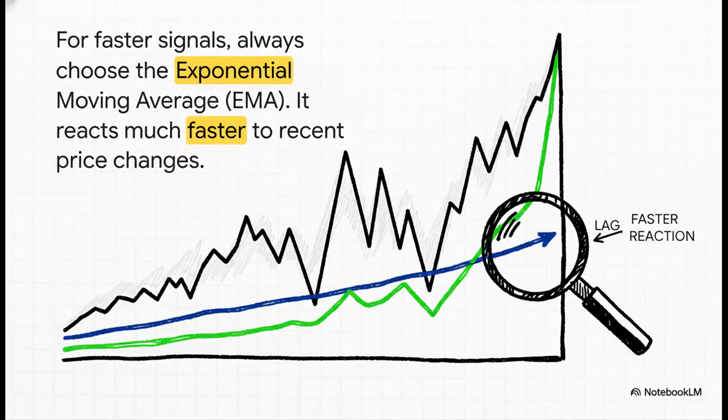And here's a little pro tip for you. Inside your stochastic settings, you've got to choose the exponential moving average, the EMA. Why? Simple. It puts more weight on the most recent prices, which makes it react way faster to what the market is doing right now. And for a scalper, that kind of speed is absolutely non-negotiable.